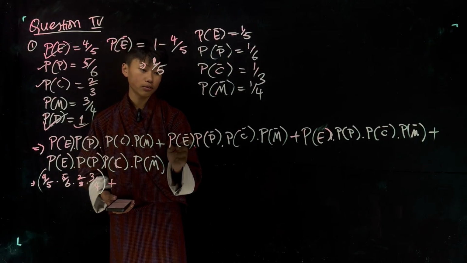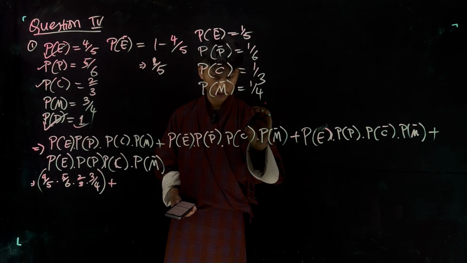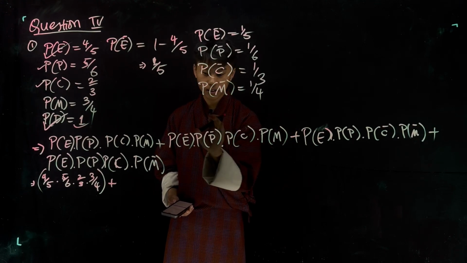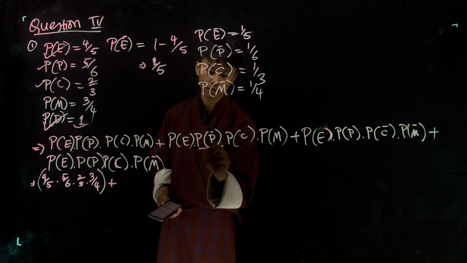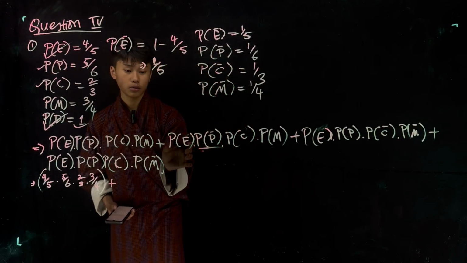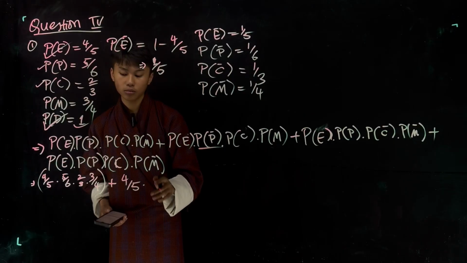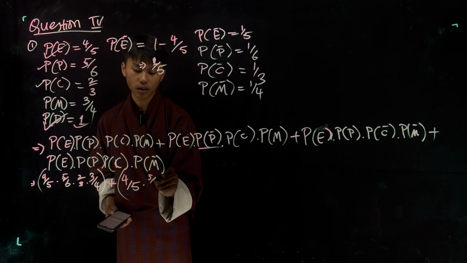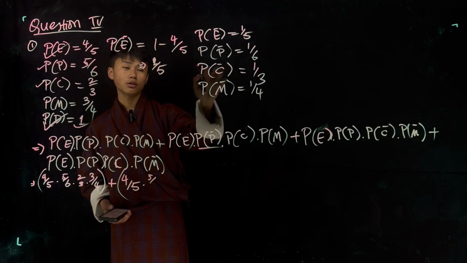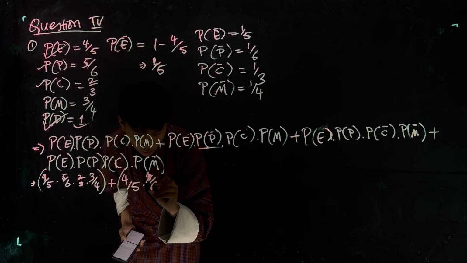Next, the probability of him, this is the scenario where he passes in English and the rest of the subjects but fails in physics. So the probability of him passing in English would be 4 by 5. Probability of him failing in physics is 1 in 6. So 1 by 6.